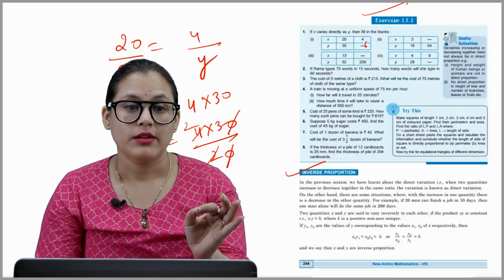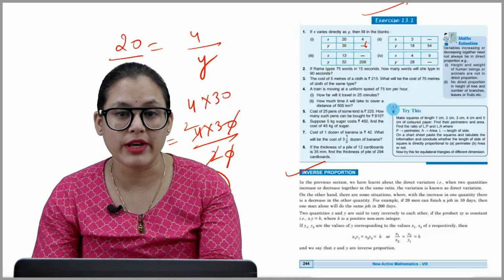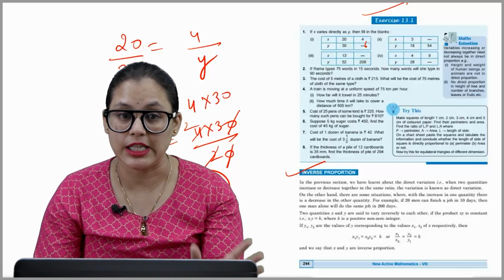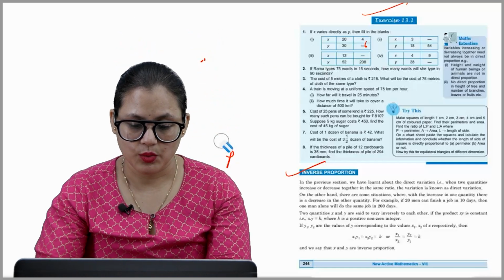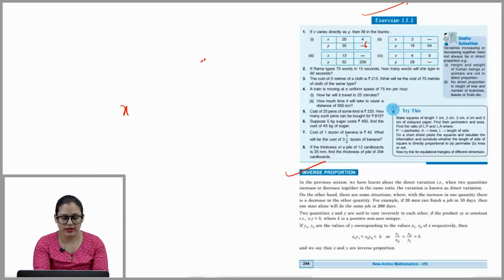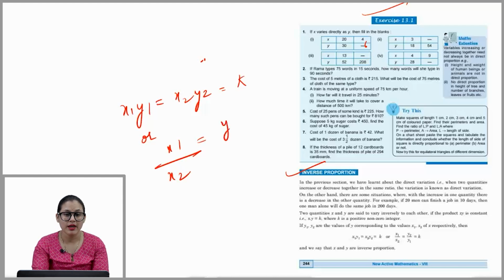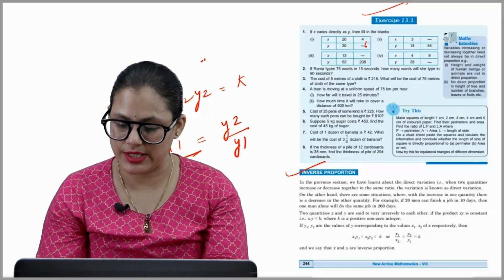If y1, y2 are the values of y corresponding to the values x1, x2 of x respectively, then in this case, x1 y1 is equal to x2 y2 is equal to k, or x1 upon x2 is equal to y2 upon y1. Okay, and we say that x and y are in inverse proportion, right?